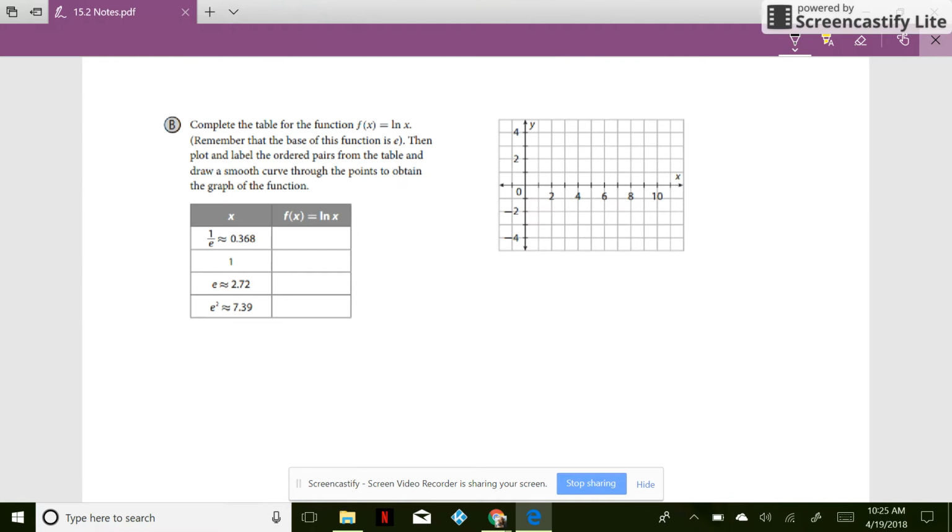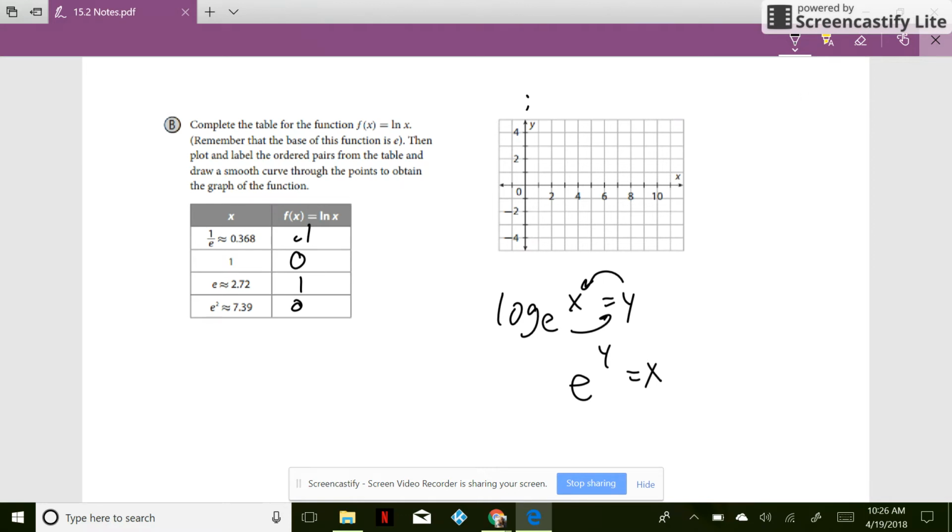So we're going to complete the table for the function f of x equals the natural log of x. Remember that this is a function of base e, and then plot these points as well. Again, we're thinking log base e of x is equal to y. So when you come full circle, what this means is that e to the y is equal to our x values. So we're thinking, e to what power is 1 over e? That would be -1. E to what power is 1? That would be e to the 0. E to what power is e? That would be e to the 1. And e to what power is e squared? Well, that would be 2. So these are our points here.